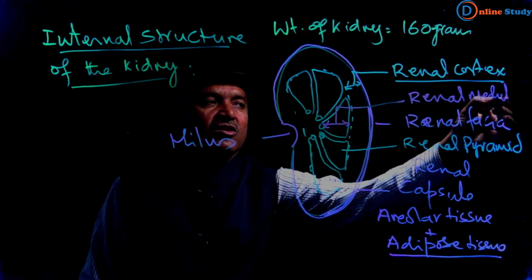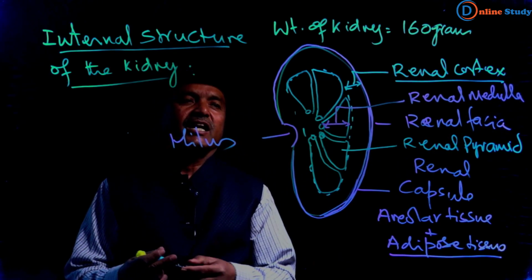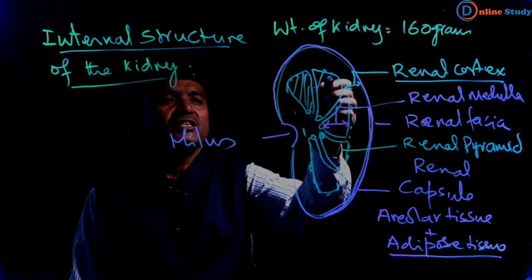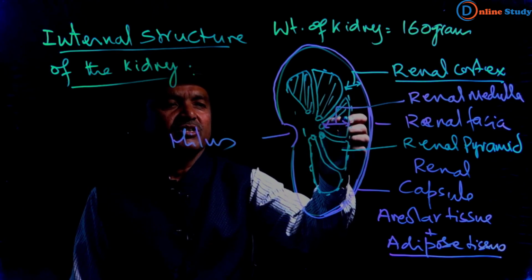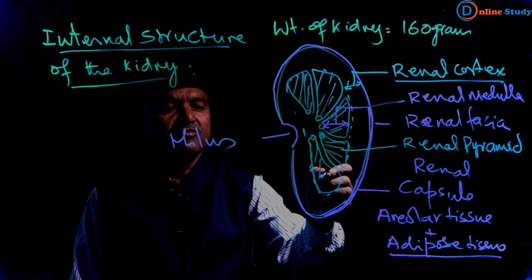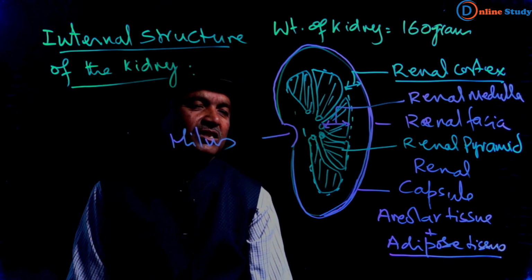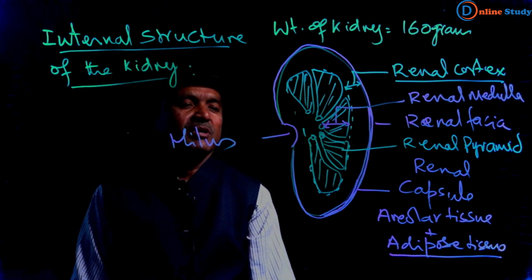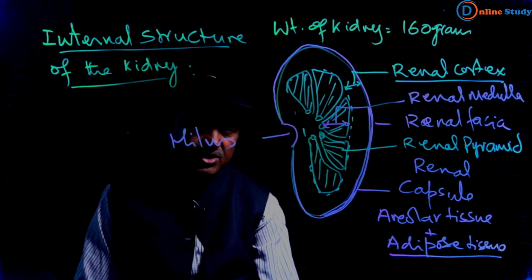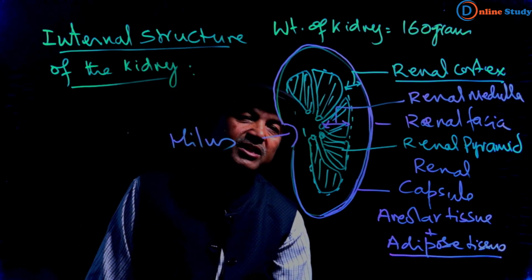This structure is called the renal medulla. The renal medulla consists of renal pyramids. These structures are renal pyramids. In the case of humans, the number of renal pyramids is variable. It may be 8 to 18, or in some books it is mentioned as 7 to 18. So the number of renal pyramids is variable, no matter.